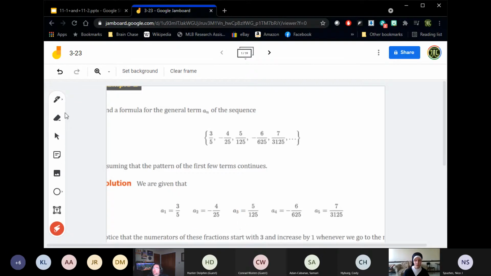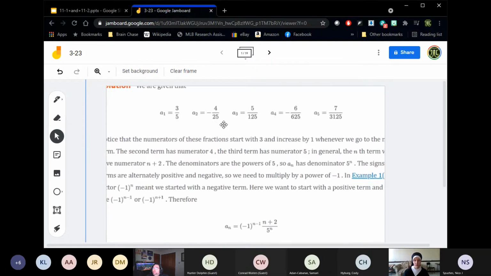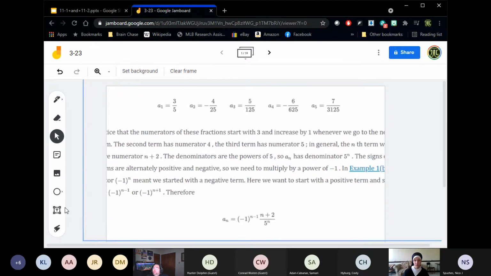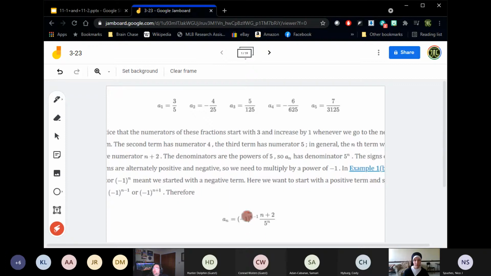So if we look, let's pull this up a little bit. So you can see my equation down the bottom here. So on my first piece right there, I have the -1 to the n minus 1 power. That's going to be my first piece.